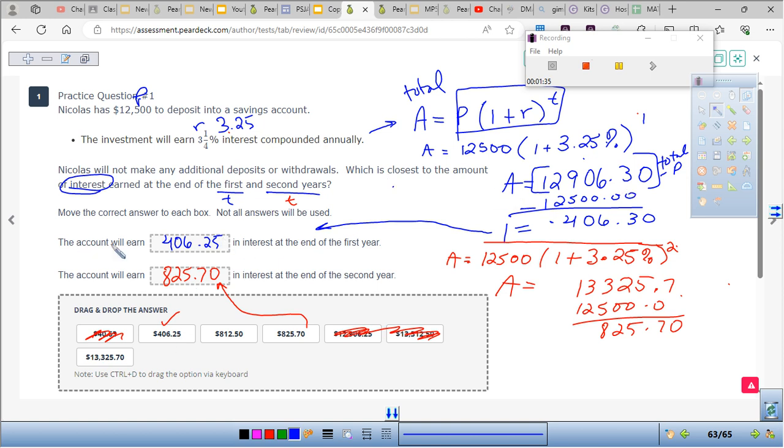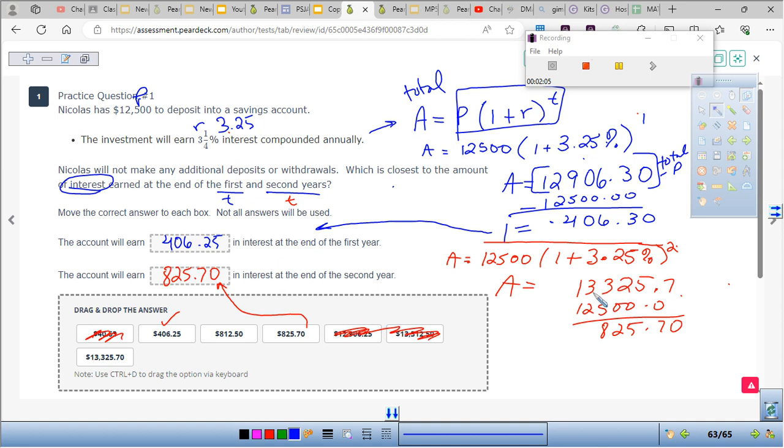Second year, okay, the account will earn 406 in interest at the end of the first year, and the account will earn this much in interest at the end of the second year. So we're going to do the same thing again. We're going to go A for this compounded annually is 12,500 times the quantity of 1 plus 3.25% raised to the second power, second year.